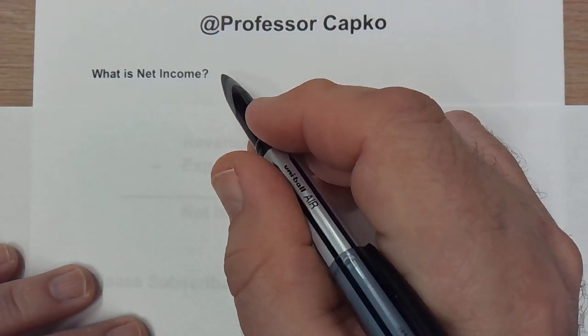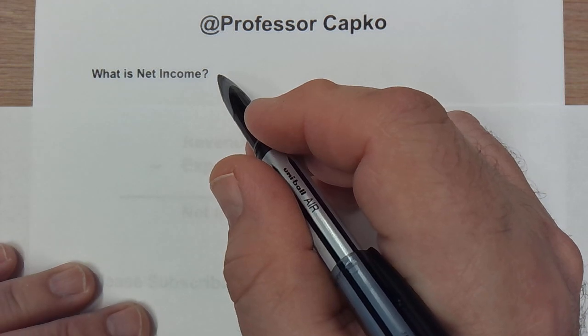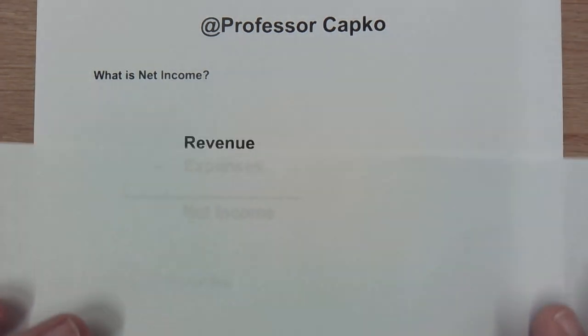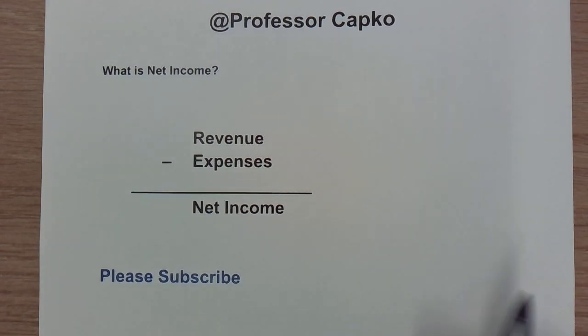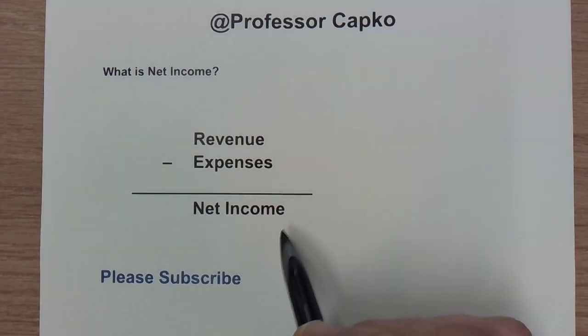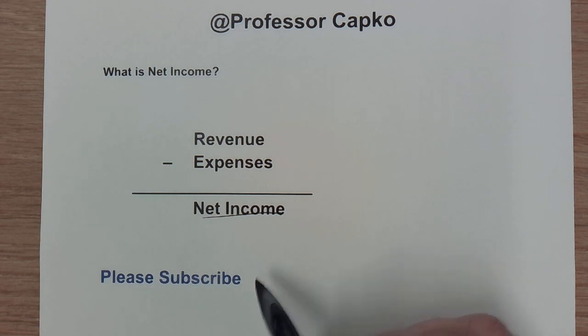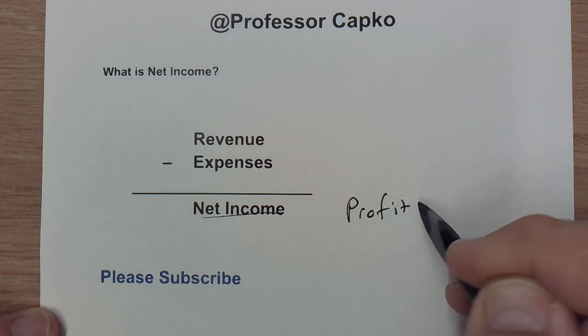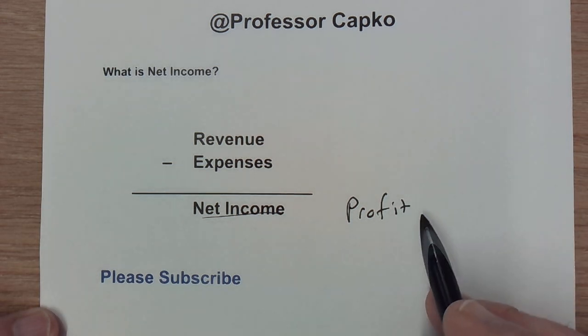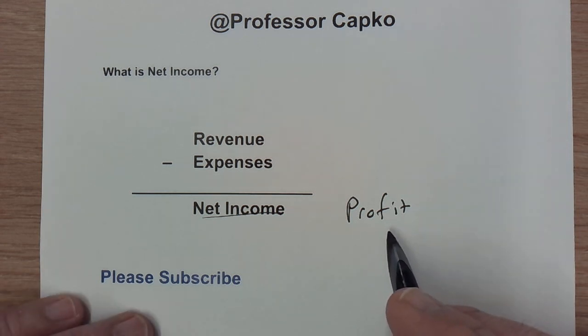Let's get into what net income is. Net income is an accounting term and it means revenue minus expenses. That's how we get to net income. Net income is often used synonymously with profit, although that may or may not be exactly the same thing, and I'll talk about that in a moment.